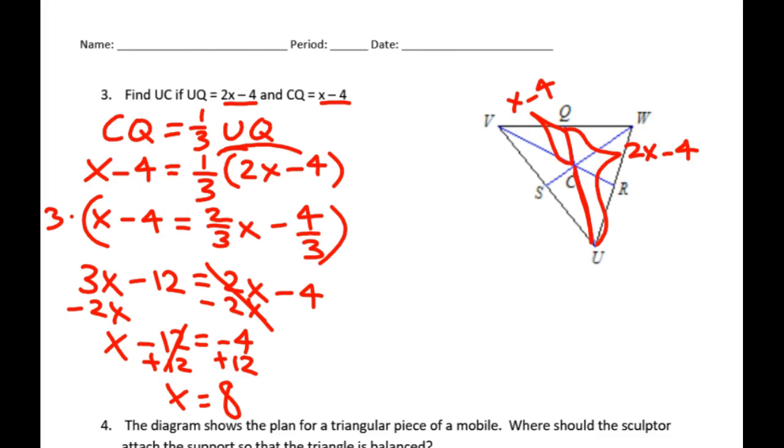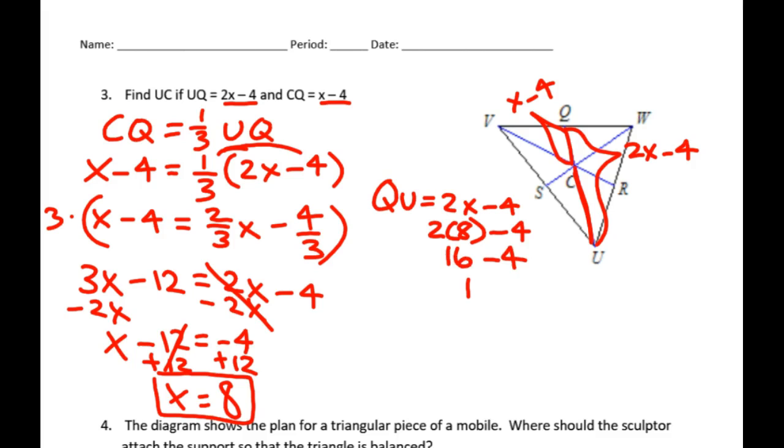And if I know x equals 8, I can plug it back in and figure out the length of QU. Okay? So QU, all the way across, 2x minus 4. So to find QU, 2x minus 4, I'm going to plug in x equals 8. So that is 2 times 8 minus 4. Okay? 2 times 8 is 16, minus 4 is 12. Okay? So QU is 12, this whole thing.